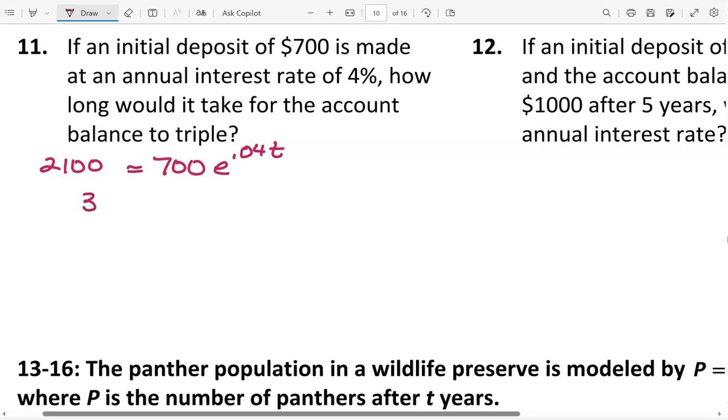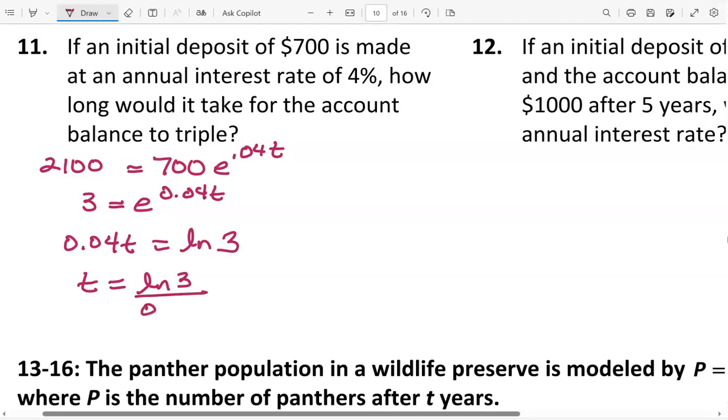Dividing both sides by 700, we get 3 is equal to e to the 0.04 times t. We need to solve for the exponent, so 0.04t is equal to the natural log of 3. That means that t is the natural log of 3 divided by 0.04. That's our calculator ready form answer.